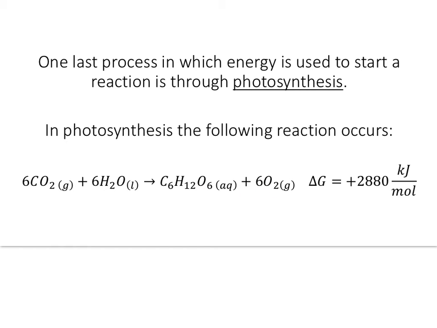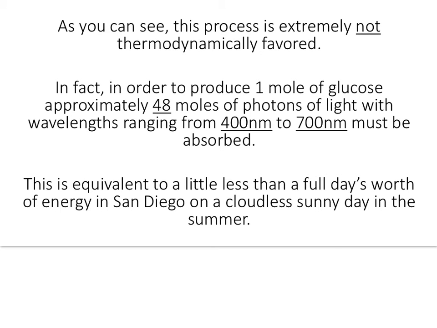So, let me give you an exact idea of how much energy. In order to produce 1 mole of glucose, we need approximately 48 moles of photons of light, at least with wavelengths ranging from 400 to 700 nanometers. Basically, the common light that a plant will have, you need 48 moles. Now, I can make that sound huge, but I really don't know what 48 moles of photons of light looks like. So I looked it up.